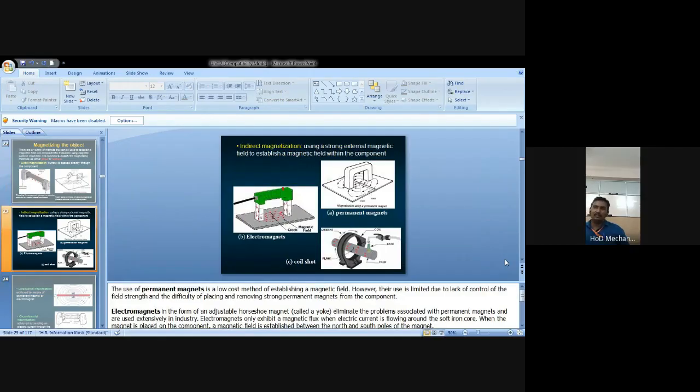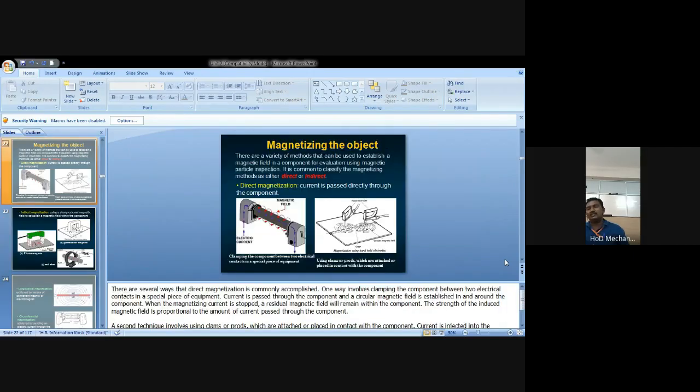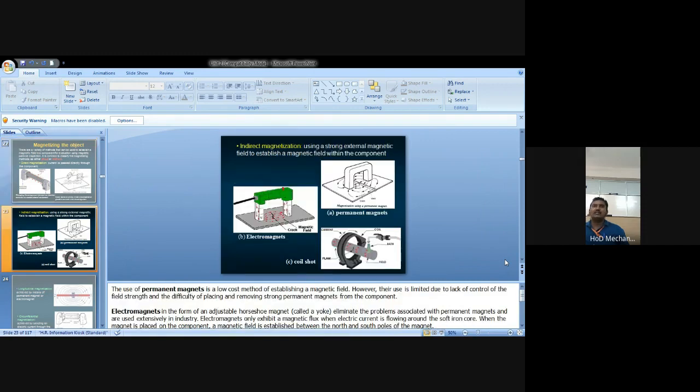The other one is indirect magnetization. The first one is direct magnetization, where the current is directly passed through the specimen you have to test. The second one is indirect magnetization. The current carrying conductor, that means the electromagnetic field created by the clamp, will be placed on the testing specimen which you have to test.